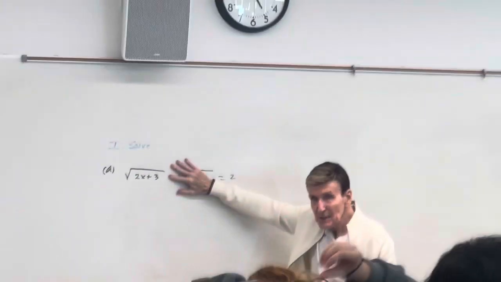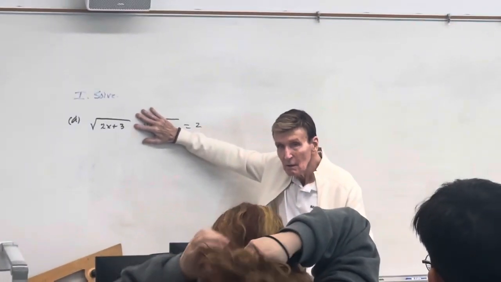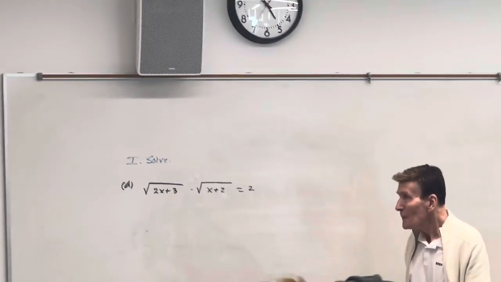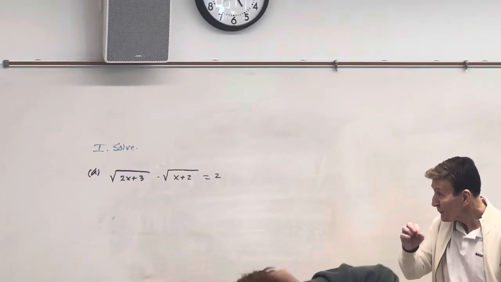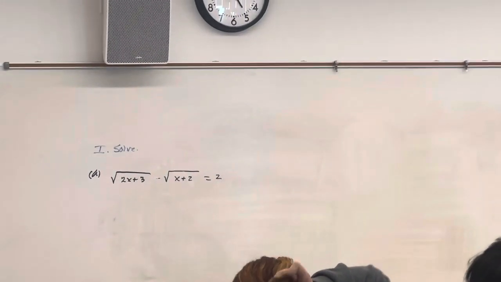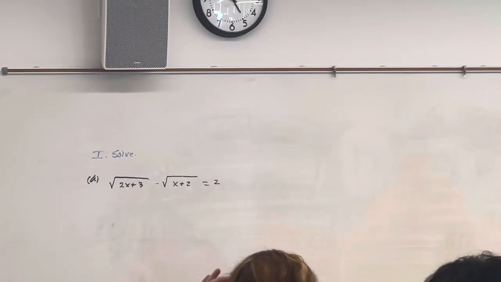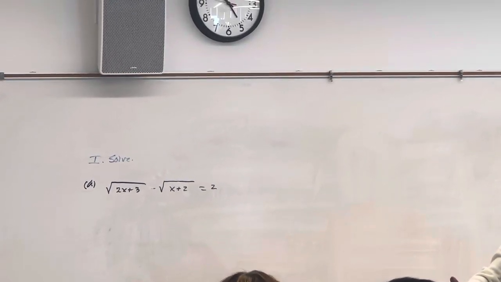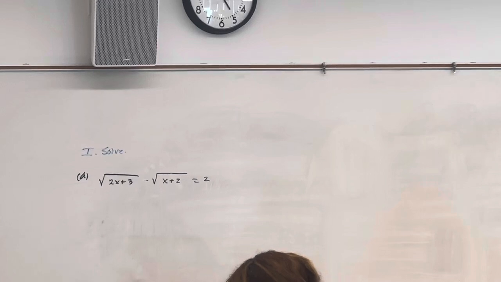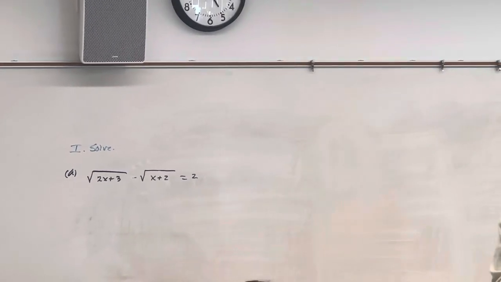Now, what would you really do to solve the equation? If this term was not there, and you said square root 2x plus 3 is equal to 2, what would you do now? Yes? You can square both sides. Square both sides and eliminate that square root. If it's just a single square root, eliminate that square root. I square both sides like he says.